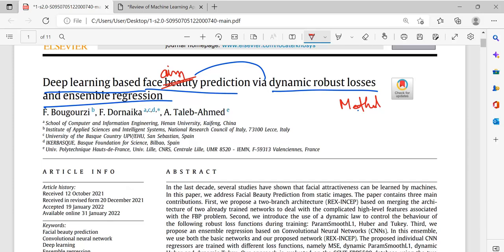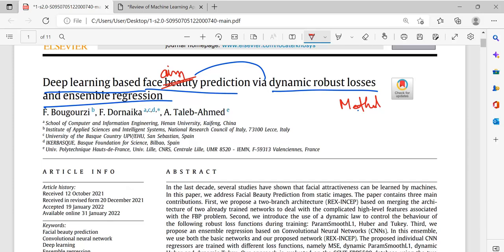Deep learning is also a method. This is the broader aspect of dynamic robust loss. So in the title you get to know what method they have used and what their aim is. Sometimes you can get the results in the title as well.